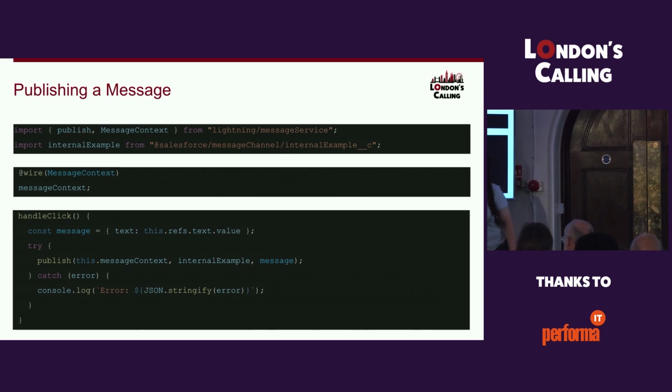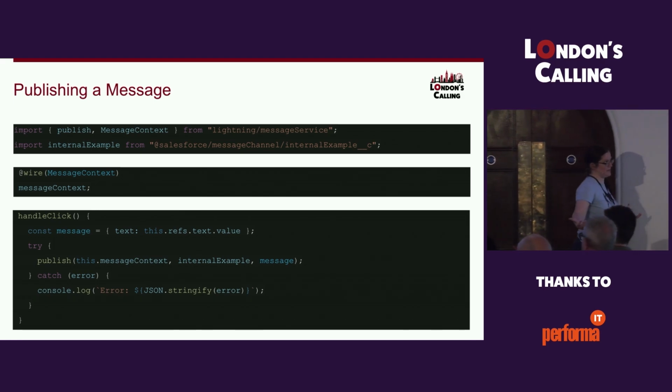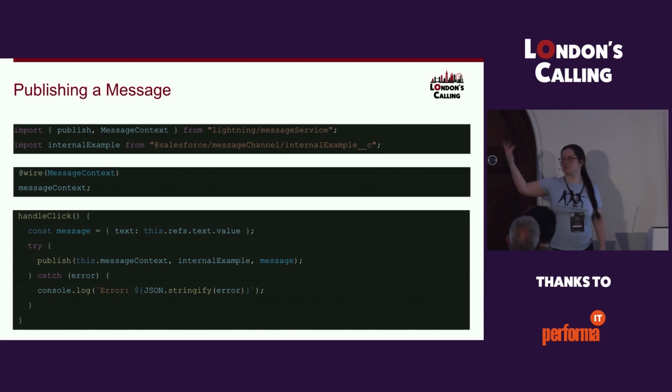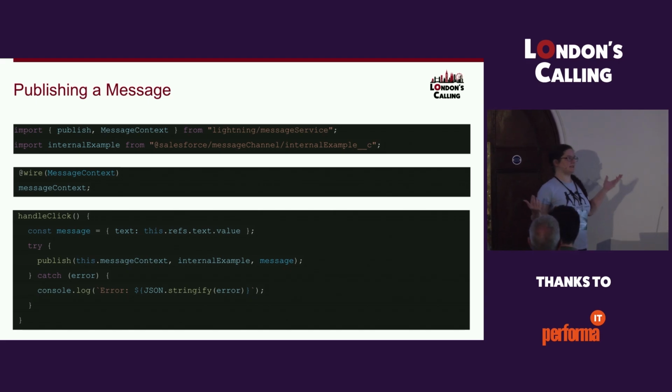Using the publish method, we have to include this message context that we've wired in. We're calling the name of the channel that we've defined when we imported it up here, and then the message, which is here. And that is all you need to do to publish the message on the message channel. It's done. I've just wrapped it in a try-catch because, force of habit. But yeah, that's how you publish the message.